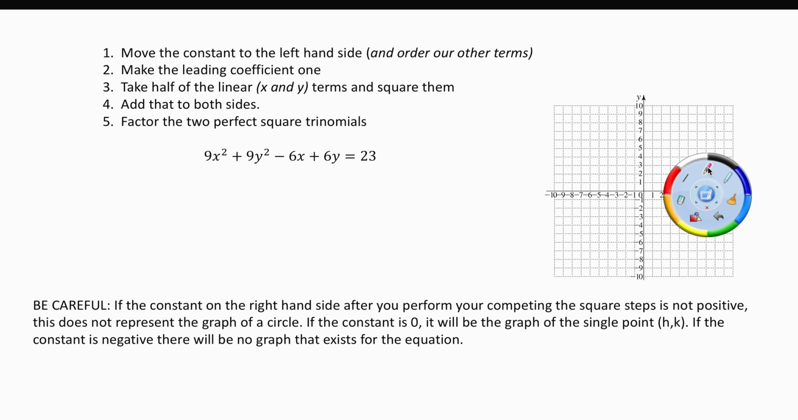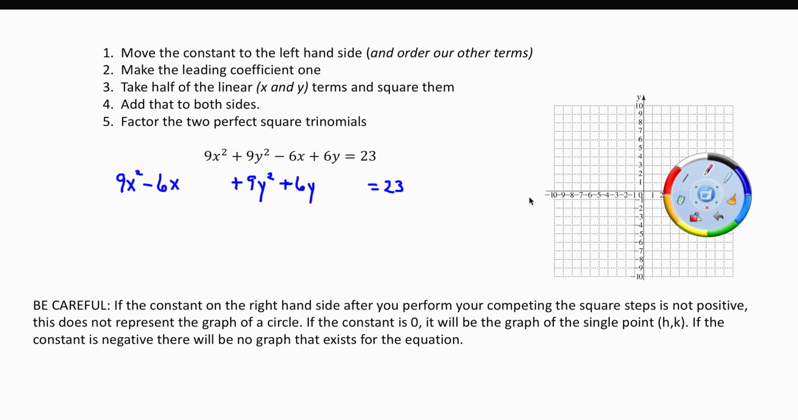Okay, let's try that again. First step is I'm going to move the constant to the other side of the equation, and as I do that I'm going to group my x terms and my y terms together, leaving a space in there for the values I'm going to add that complete the square on each one. Oh, this one's already on the other side. Pay attention to what I'm doing.